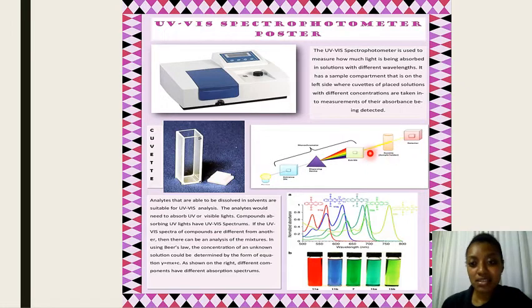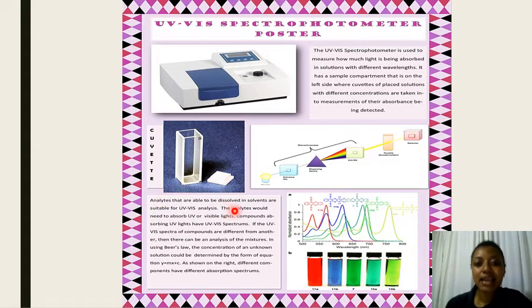So once the light has passed through the solution in the cuvette in the sample compartment, it is then detected by the detector, and the absorbance value, or the light being absorbed with its wavelength, is measured and seen on the LCD panel here.